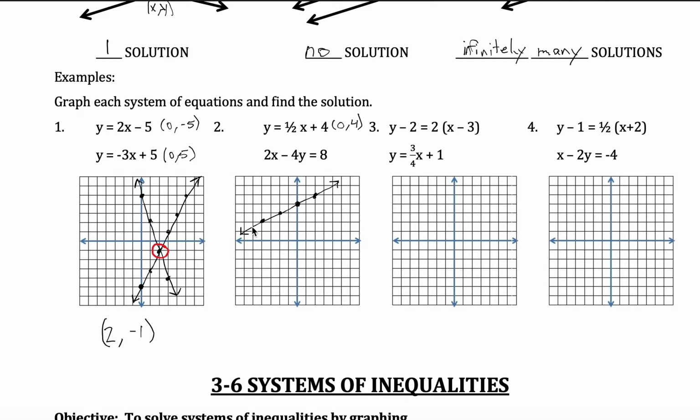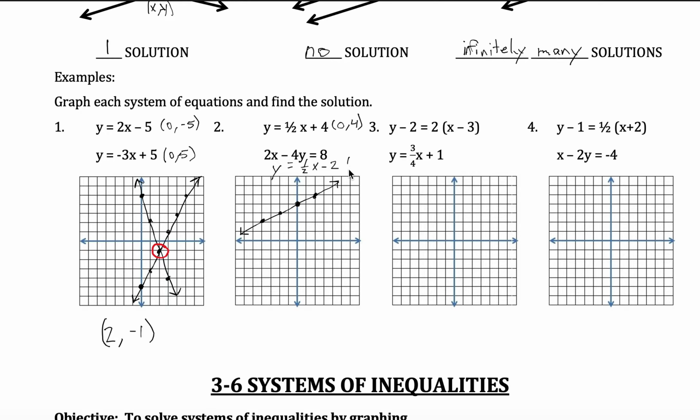Now, our next equation is not in slope-intercept form. It's actually in standard form. So to graph this, what I would do is convert this into slope-intercept form. So we're going to subtract 2x from both sides. Then we would divide by negative 4. So we get our slope-intercept form of this line would be y equals 1/2 x minus 2.